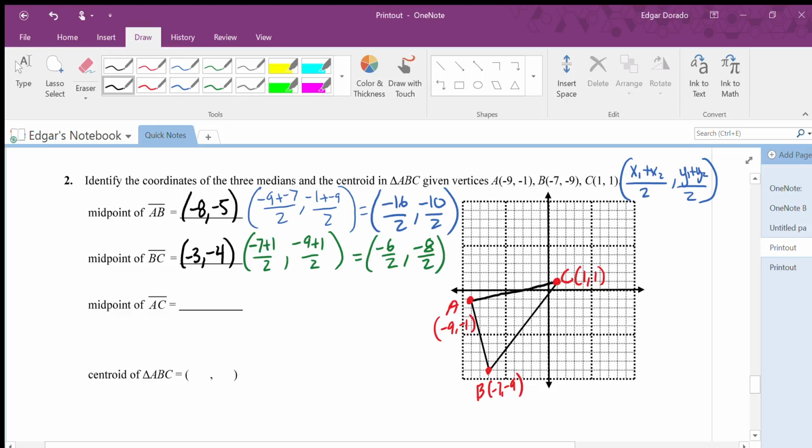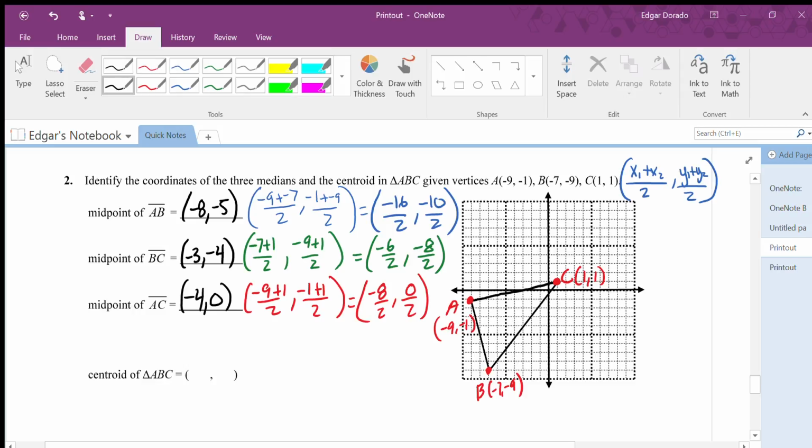And then finally AC. So -9 plus 1 over 2, and -1 plus 1 over 2. This gives me -8 over 2, comma, 0 over 2, for a final answer of -4 comma 0.